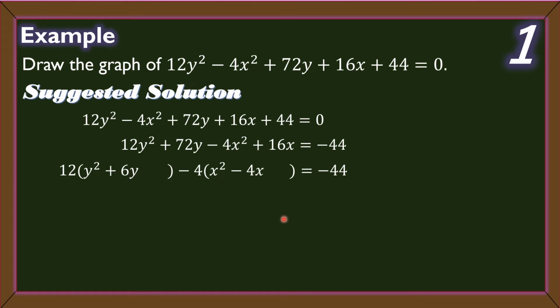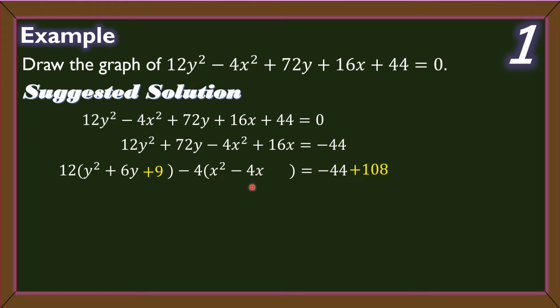So we are now ready to complete the square in each group of variables. For y² + 6y, we have 6 over 2, that is 3, and the square of 3 is 9. So inside the parentheses, to make this a perfect square trinomial, we add 9. In a way, we are adding 12 times 9 to the left-hand side of the equation, and that is 108. We also need to add 108 to the right-hand side of the equation.